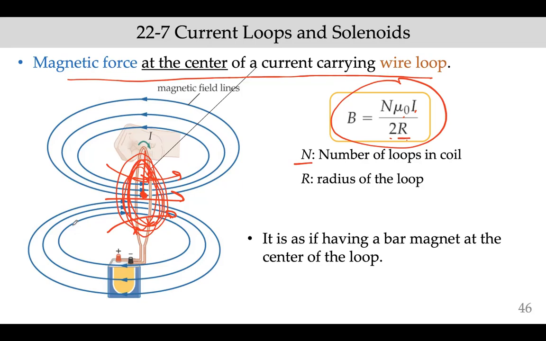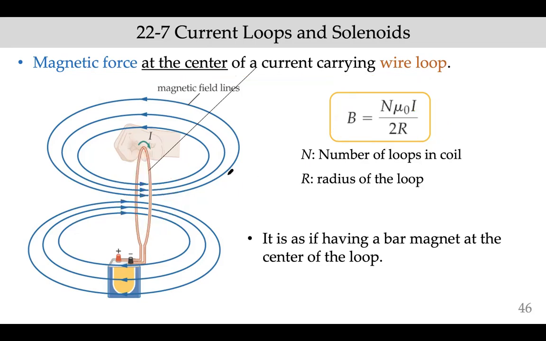And finally, if you look at the direction of the magnetic field lines, they go this direction and then come back. It actually looks almost like we have a bar magnet where this is the North Pole and the South Pole. And from the North Pole, the field lines go out and they go in to the South Pole. So it is as if having a bar magnet at the center of the loop.